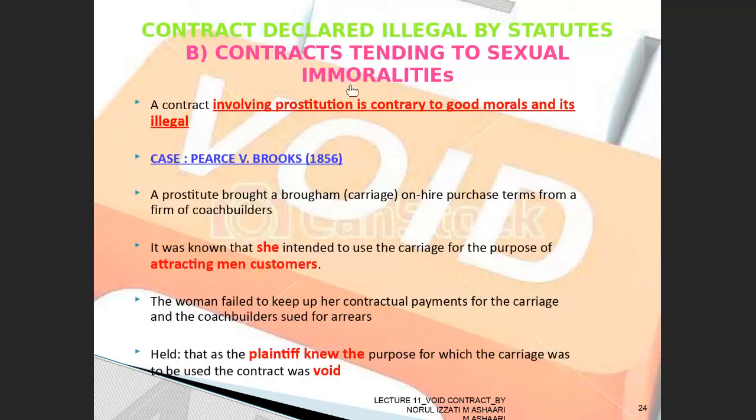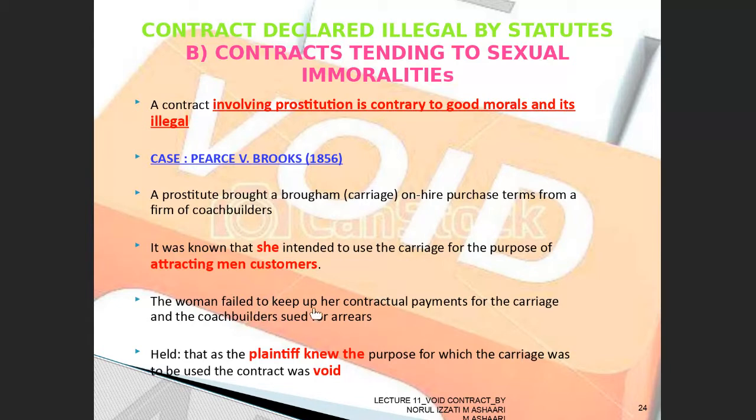Okay, next one, the contract tending to sexual immorality. For example, prostitution, which is contrary to good morals. You can see another example that I highlighted before, gambling. Okay, in this case, Pearce versus Brooks, a prostitute bought a carriage on hire purchase terms from a firm of coach builders. It was known that she intended to use the carriage for the purpose of attracting male customers. In the factual hearing, that is the argument given.